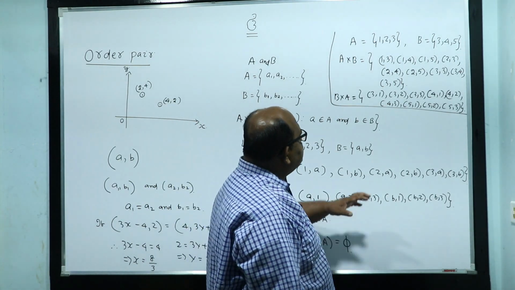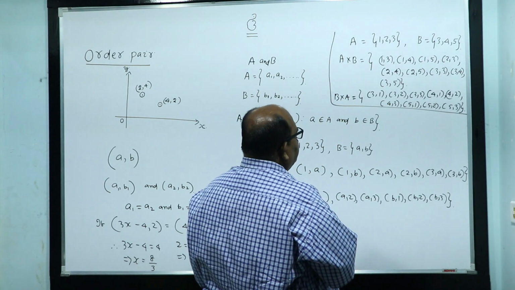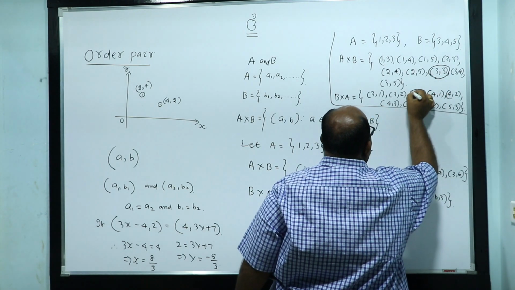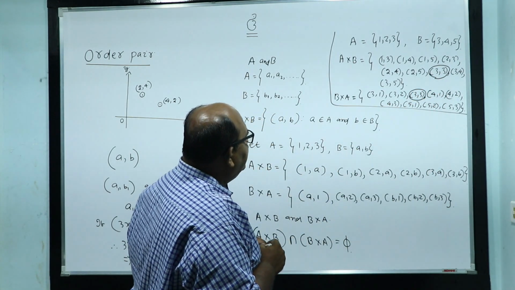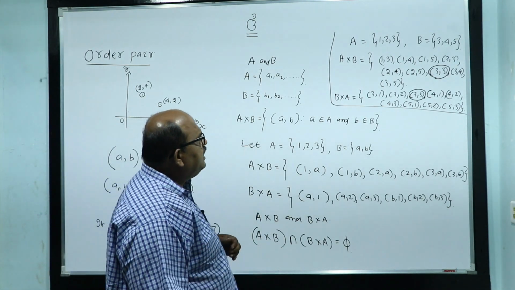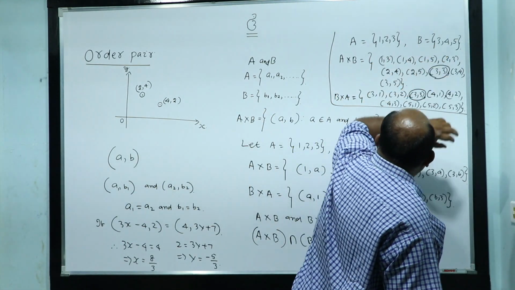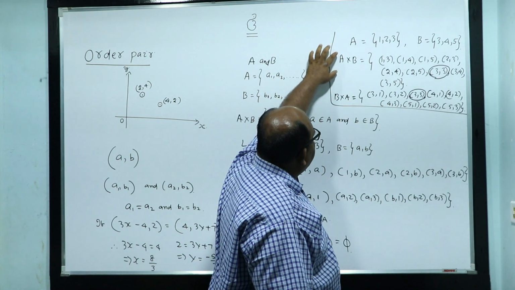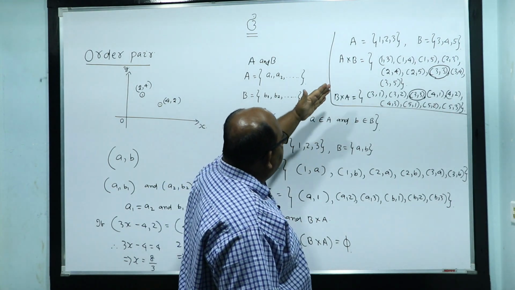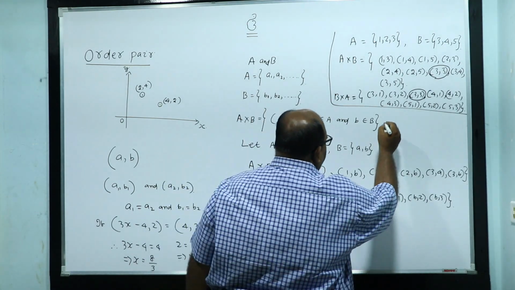Now look, is there any element common between A into B and B into A? Yes, this is an element (3, 3). Here is also (3, 3). So this is common in both A into B and B into A. Just now I was telling, if there is one element common between A and B, then we can get elements common between A into B and B into A. In this case, A into B intersection B into A is not equal to the empty set.